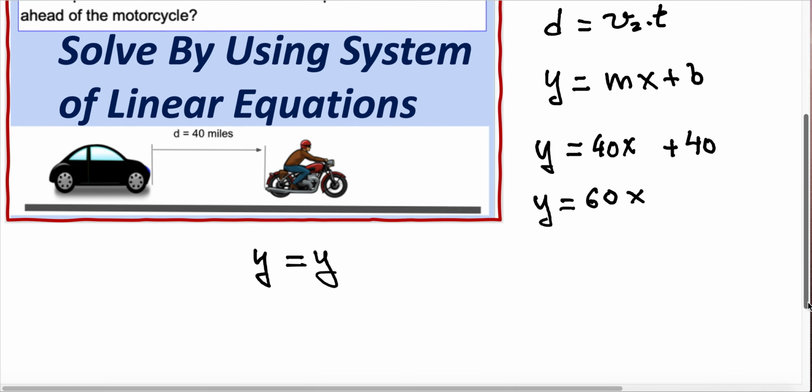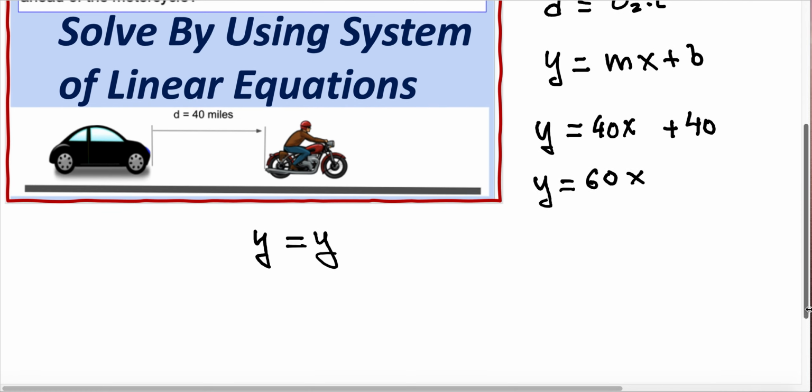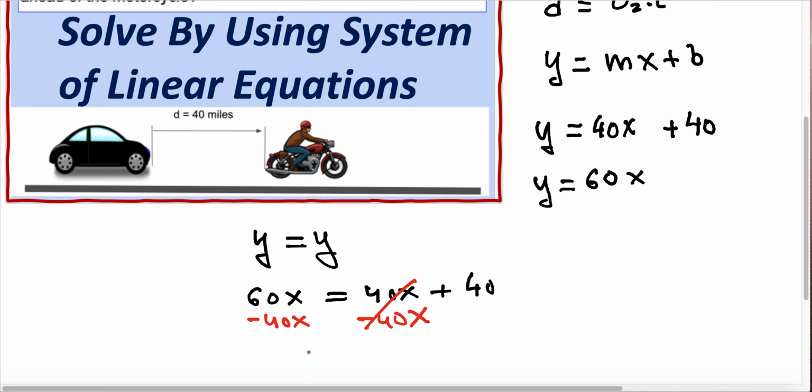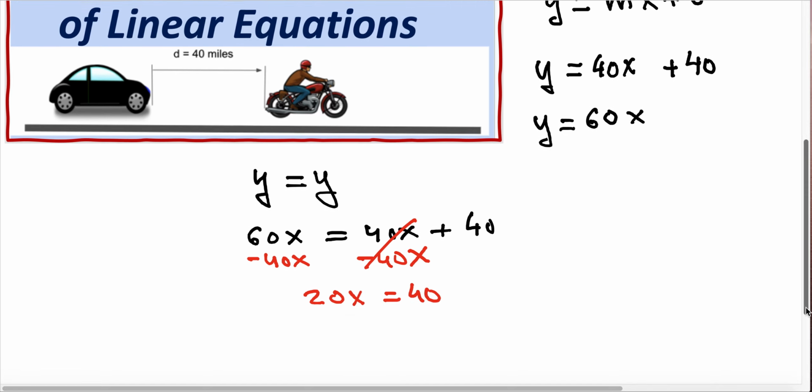We want to know where they are going to be at the same distance. And in this case we can write 60x is equal to 40x plus 40. Now I'm going to subtract 40x from both sides, putting 40x on the other side, and minus 40x here. This cancels, and we have 20x is equal to 40. In this situation, I'm going to divide everything by 20.